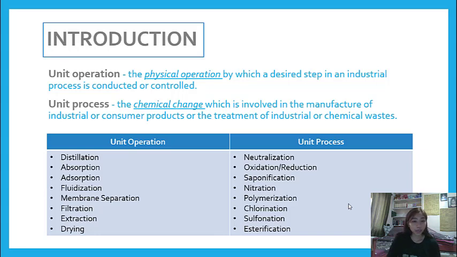And in the table below, here are some examples of unit operations and unit processes, so that we can clearly distinguish between the two. In unit operation, we have examples like distillation, absorption, adsorption, fluidization, etc. And for the unit process, examples are neutralization, oxidation reduction, saponification, nitration, etc. So next, for today, we'll be focusing on fluidization.